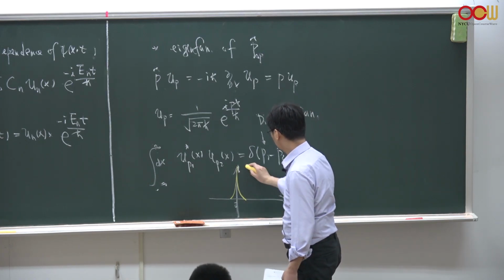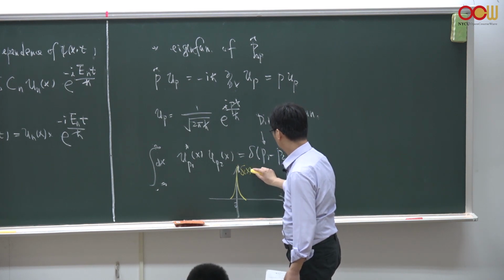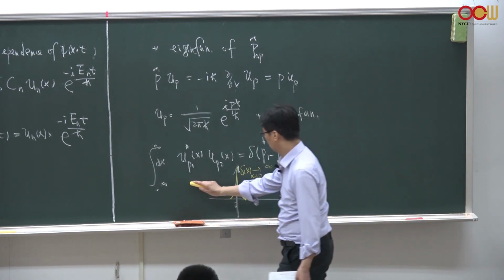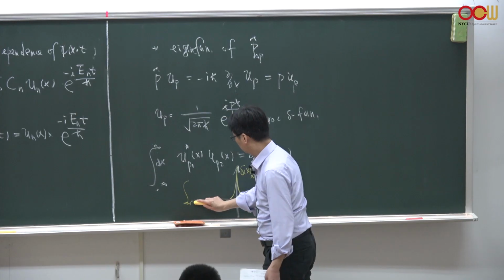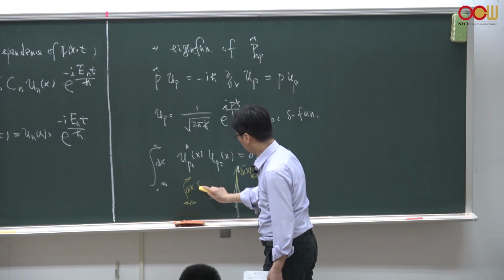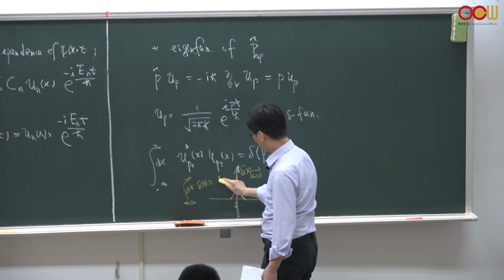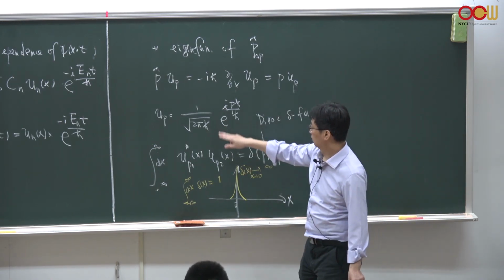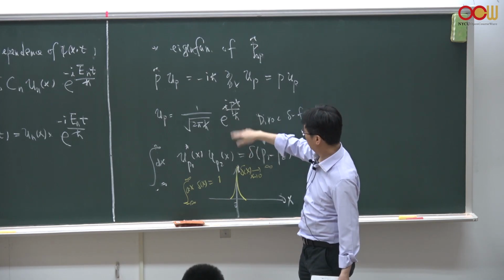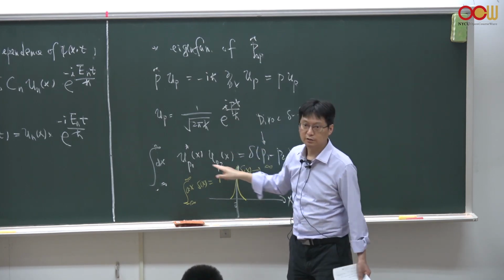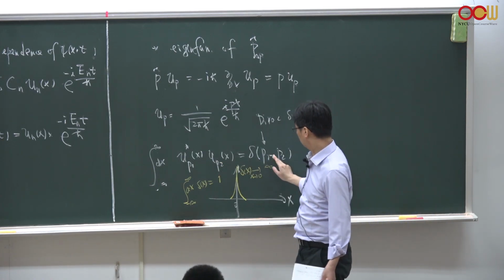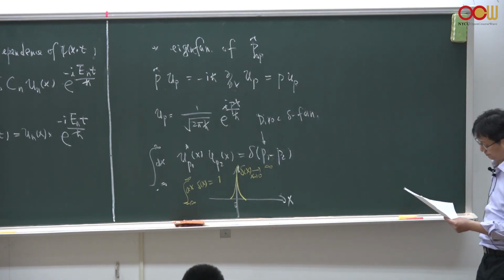For delta x, it actually goes to infinity if x goes to 0. But the integral over this entire space of a Dirac delta function is normalized to 1. So we can show that by plugging this momentum operator eigenfunction right here, and from this Fourier decomposition theorem, you can show that this is precisely this Dirac delta function.